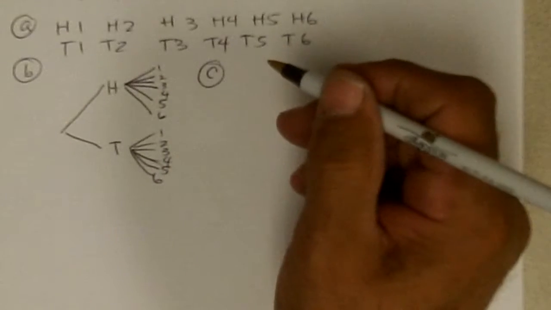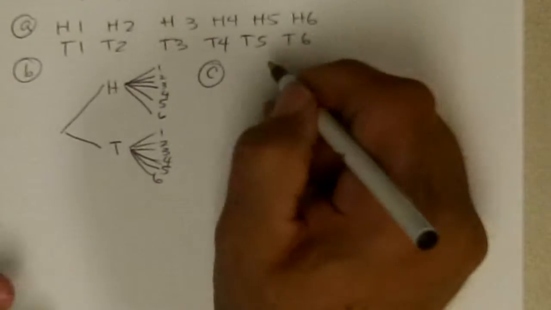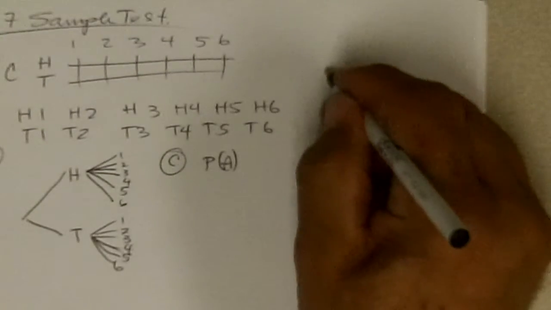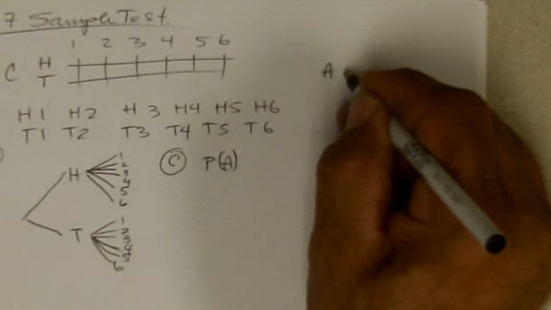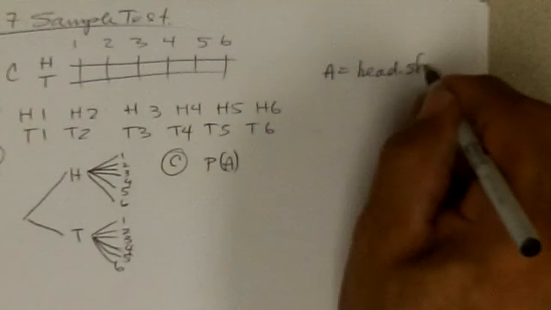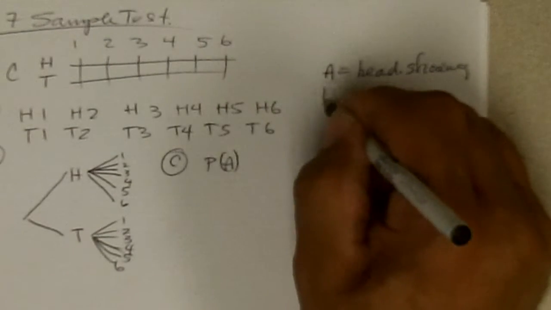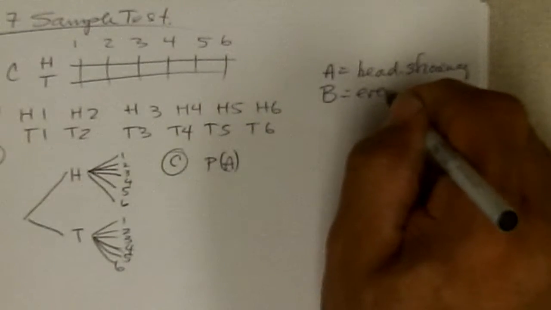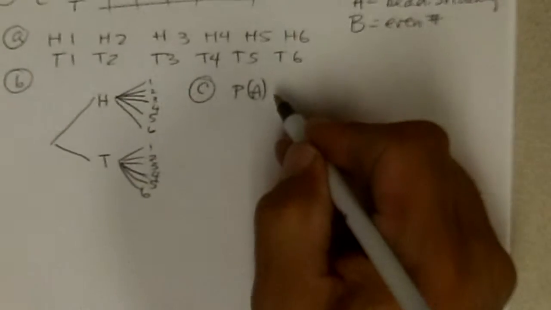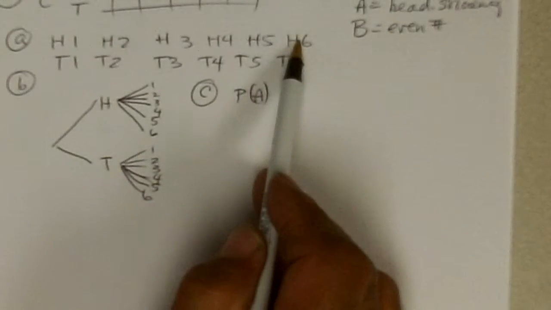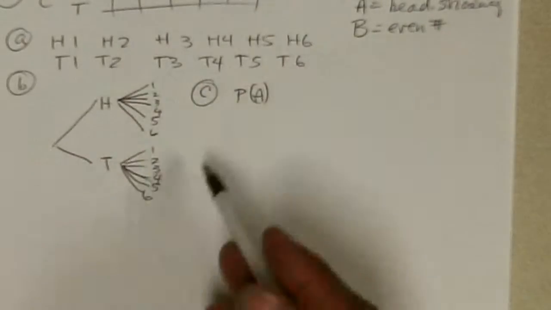C. What's the probability of getting A? And A was, let's write that down, A was a head showing. And B was an even number. So the probability of a head showing is 1, 2, 3, 4, 5, 6 of the outcomes. These 6 out of the 12.